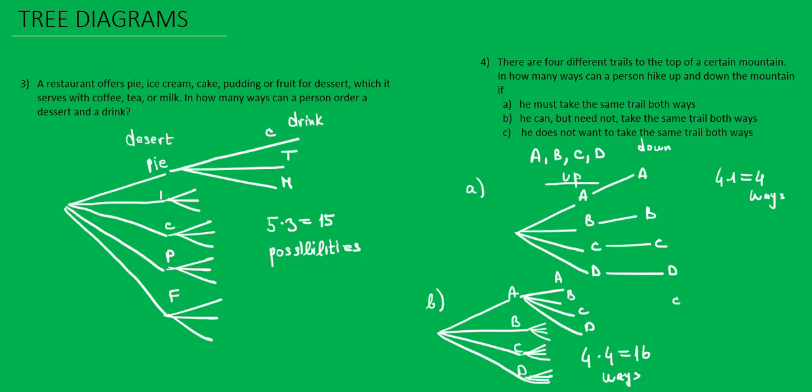Okay, and finally C. He does not want to take the same trail both ways. That means when he goes up the mountain, he can use 4 trails, A, B, C, and D. And when he goes back, he cannot use the same trail. So if he took the trail A when he goes up the mountain, he must take trails B, C, or D when he goes down the mountain. In this case, it will be A, C, and D, etc. So we can say 4 possibilities when he goes up the mountain and 3 possibilities when he goes down. So altogether 12 ways.